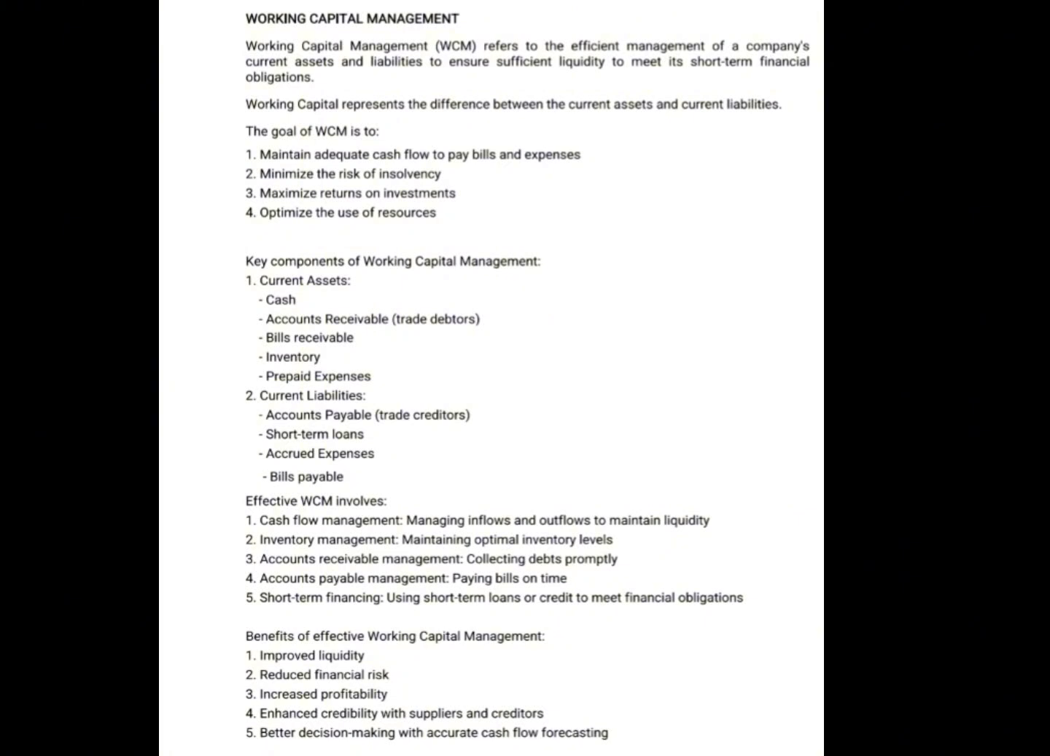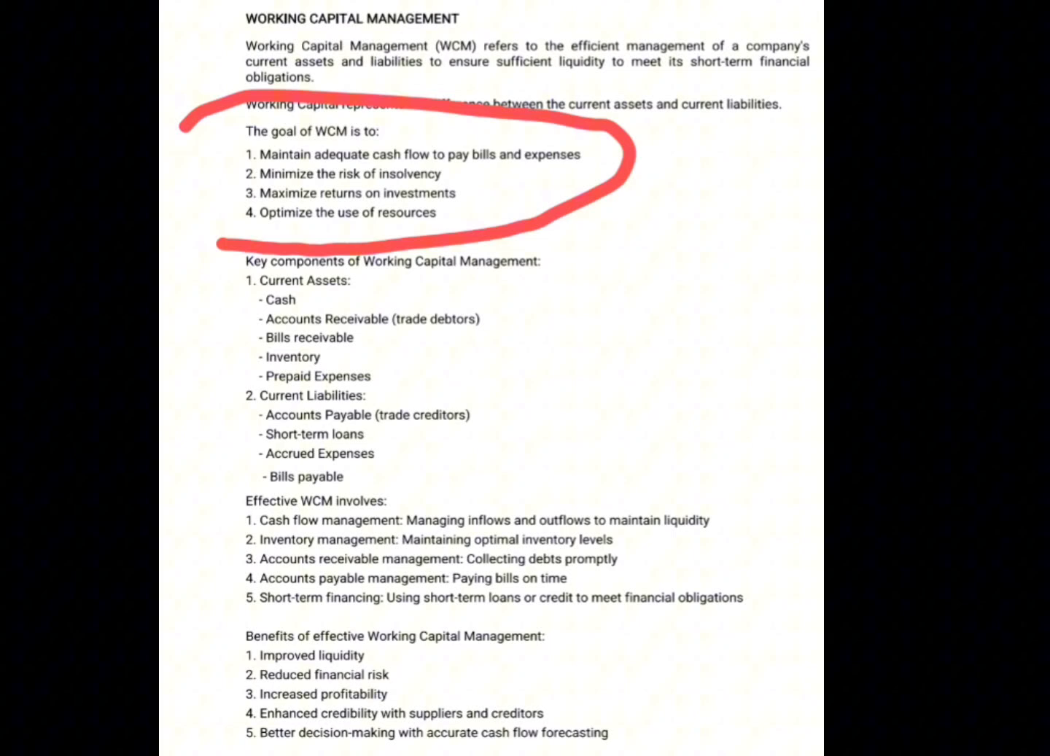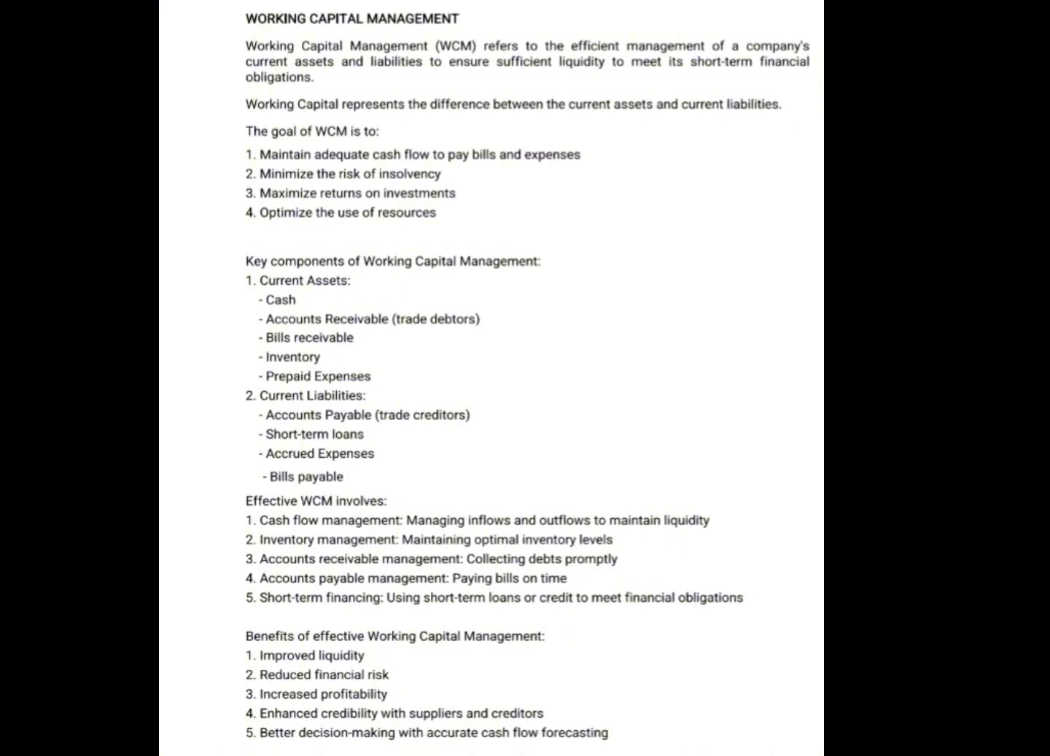What are the goals of working capital management? The goal is to maintain adequate cash flow to pay bills and expenses, minimize the risk of insolvency, maximize returns on investment, and optimize the use of resources. Going forward, whenever you want to solve questions on working capital, you will need to identify the current assets and the current liabilities. These are some of the key components to solving working capital management questions.